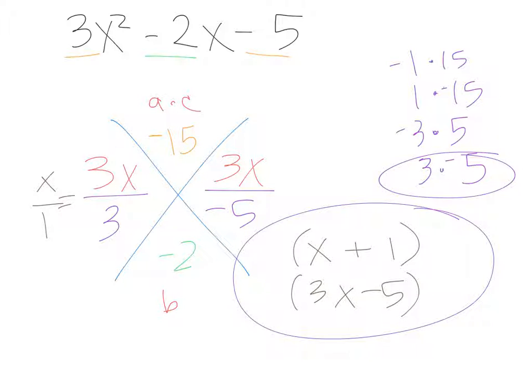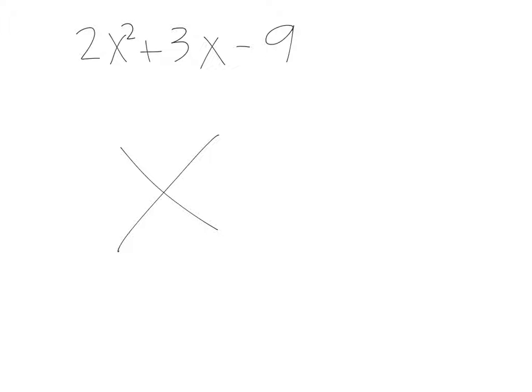Let's try this again. Let's say that I have 2x squared plus 3x minus 9. So in the top, we're going to do 2 times negative 9 to get negative 18. And in the bottom is B, so it's 3. Multiplies to equal negative 18, adds to equal 3.